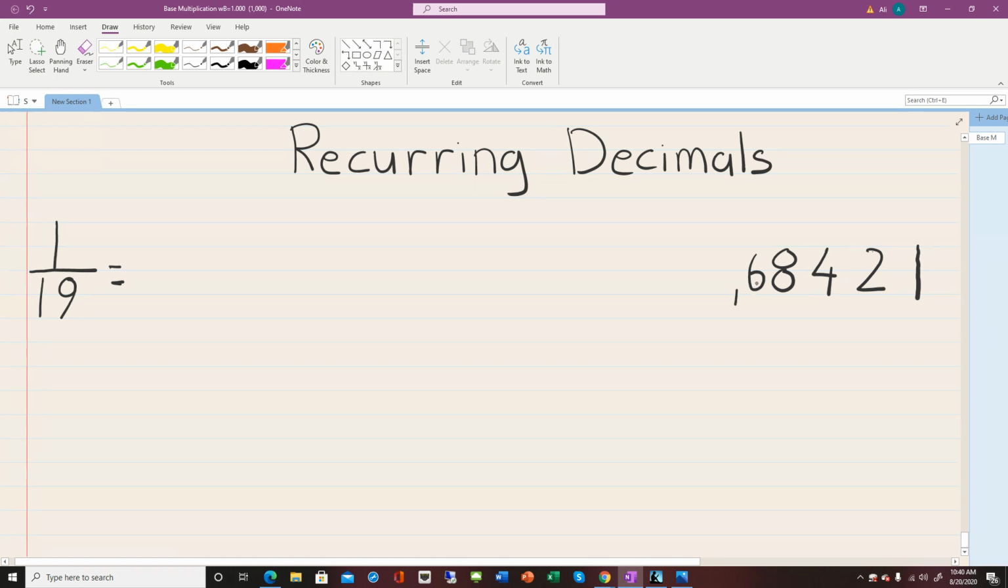So all we're going to say is 6 times 2 is 12. 12 plus 1 is 13. So again, we have to write it like this. Okay, 3 times 2 is 6. 6 plus 1 is 7. 7 times 2 is 14. 4 times 2 is 8. 8 plus 1 is 9. 9 times 2 is 18.